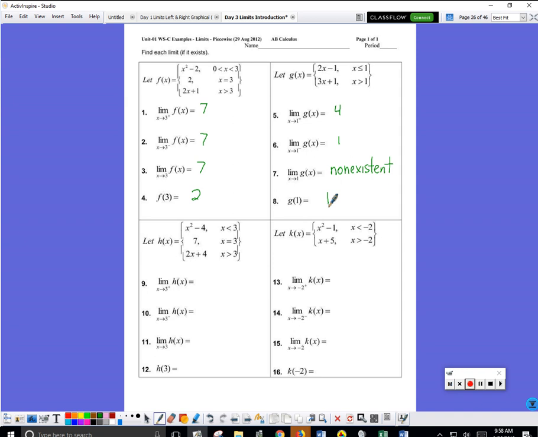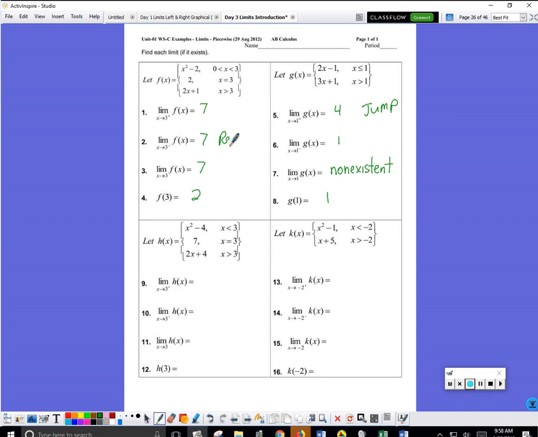So, removable discontinuity occurs whenever the left and right limits are the same, but the value of the function in the middle is different. A jump occurs whenever the left and right limits are different. So this one has a jump. This one has a removable. Good question, Sydney.